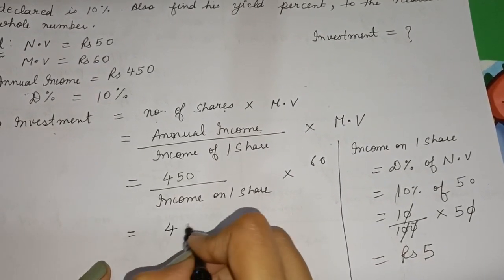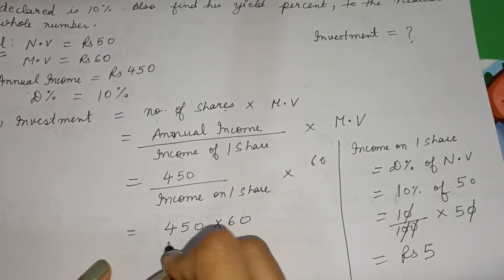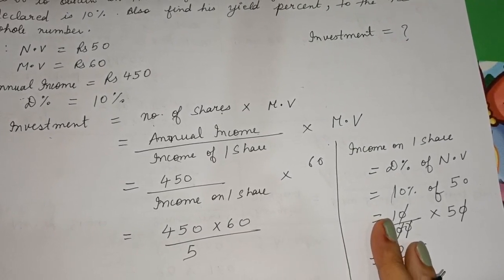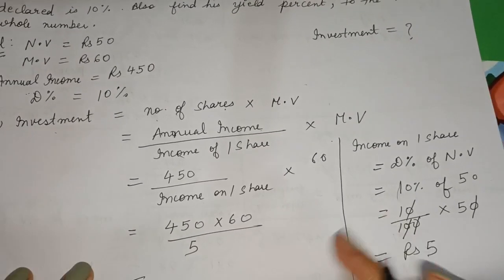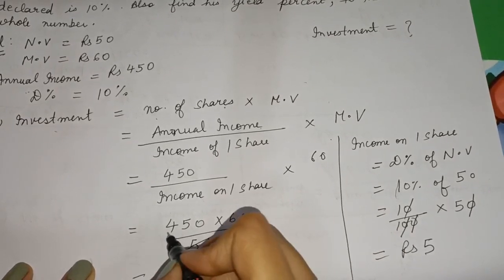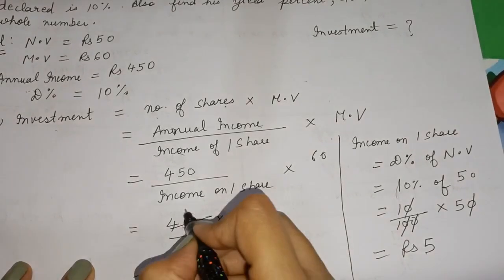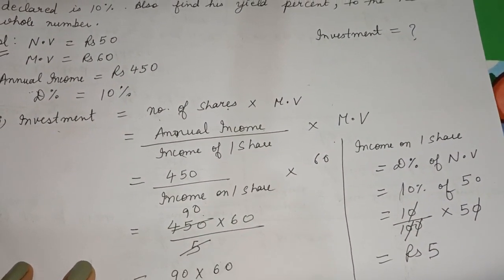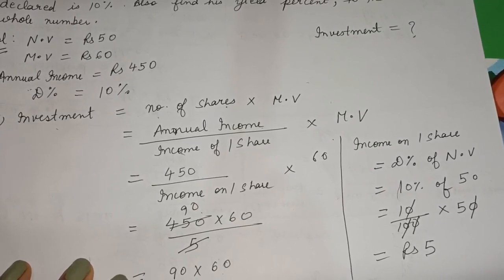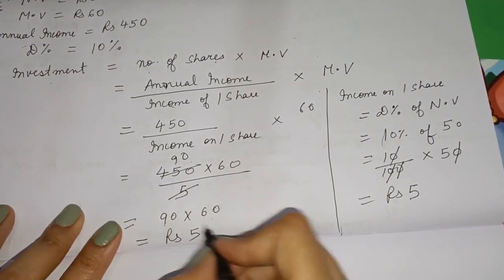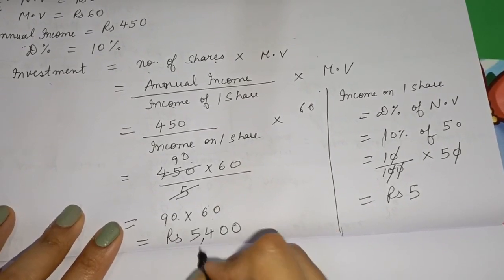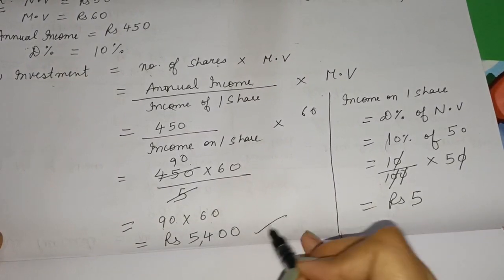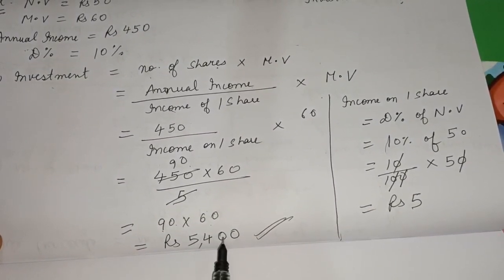We'll substitute here. 450 into 60 upon 5. We can do cancellation here. 5 into 9 is 45. 90 into 60. 9 into 6 is 54, and 2 zeros will come here. So 5,400 is the investment. So investment we have found.